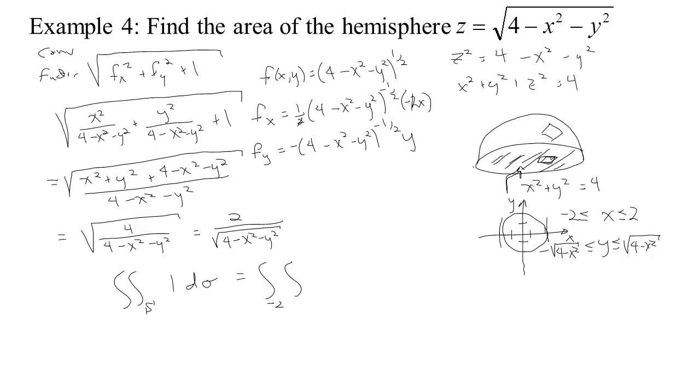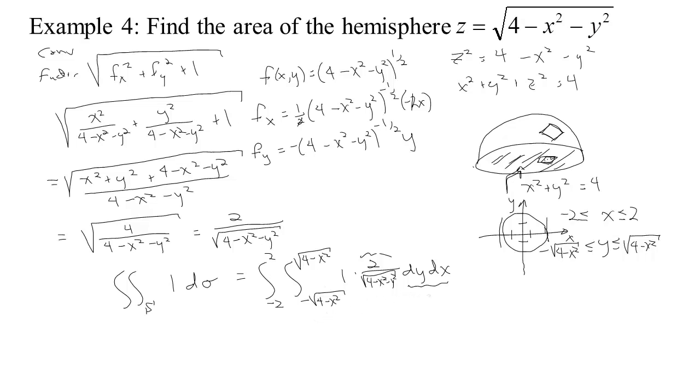So we get these bounds: x from negative 2 to 2, y from negative square root of 4 minus x squared up to positive square root of 4 minus x squared. And then we have 1, and then d sigma, we need to convert that. We need our conversion factor, which is 2 over the square root of 4 minus x squared minus y squared times dy dx. So there's our little bit of area in the shadow. You multiply it by this conversion factor, it gives you the correct area on the surface, and then you're summing up all along there those areas on the surface to get the total area.